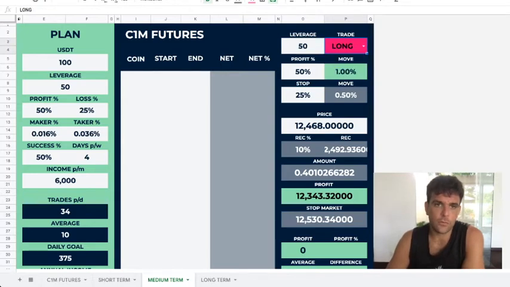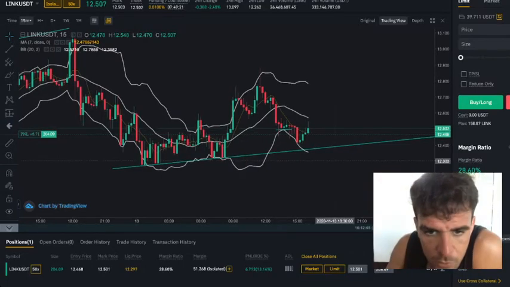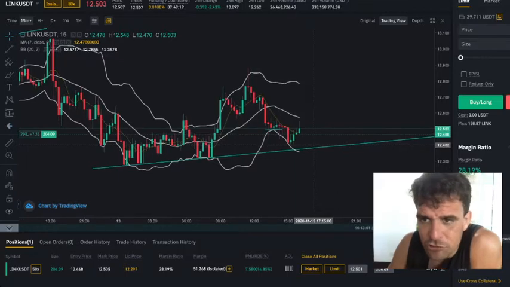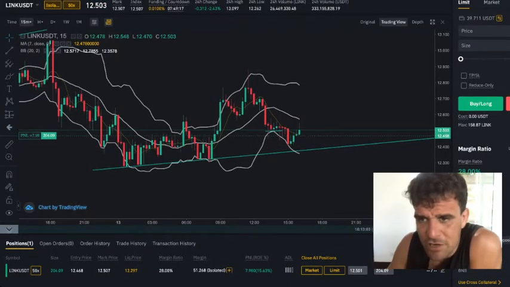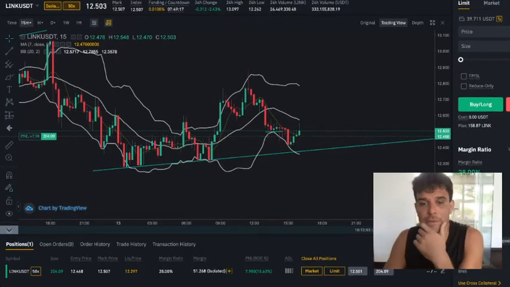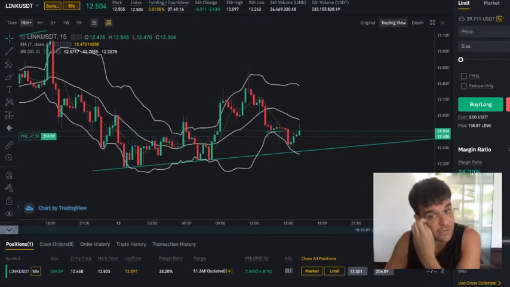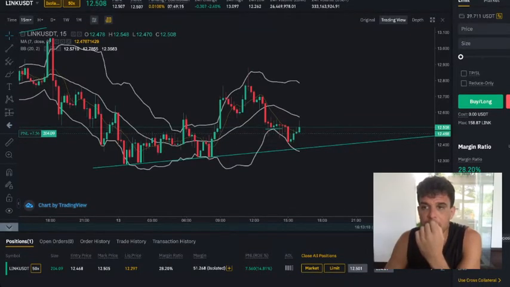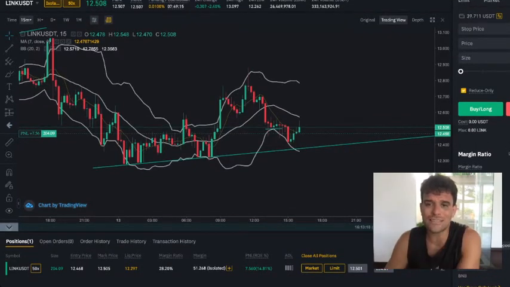12530, 12405, which you can see is just below, which is good. I'm going to actually put it at 12400. If it comes down, it means that this is not holding this trend line and it's going to keep coming down. So I don't want to be in this trade. If I can select it, that would be great.